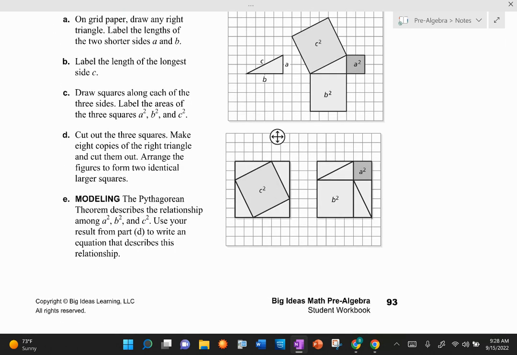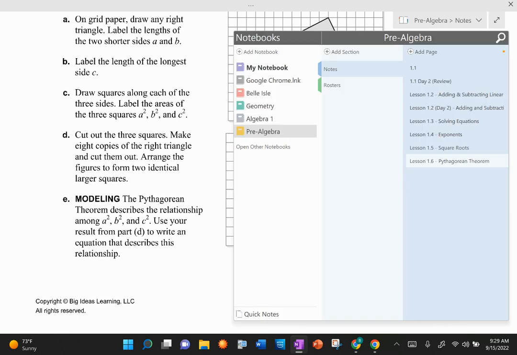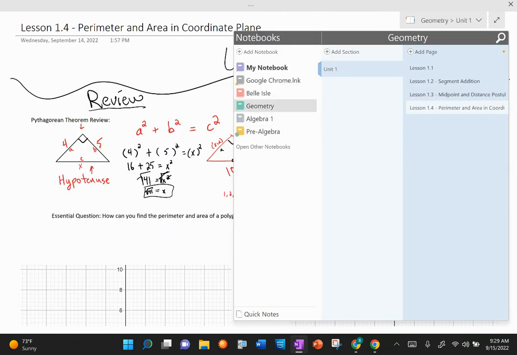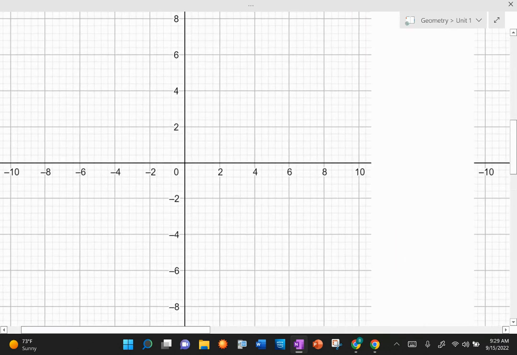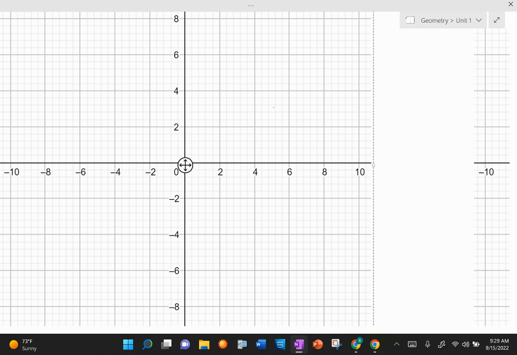There we go. Okay. So on a grid paper, draw any right triangle. Label the lengths of the two shorter sides, A and B. Okay, so if I am wanting to draw a right triangle, the most important part is that I have two sides that are perpendicular to each other. Perpendicular means that I've created a right angle at their intersection. We would label those sides, we'll say A and B.